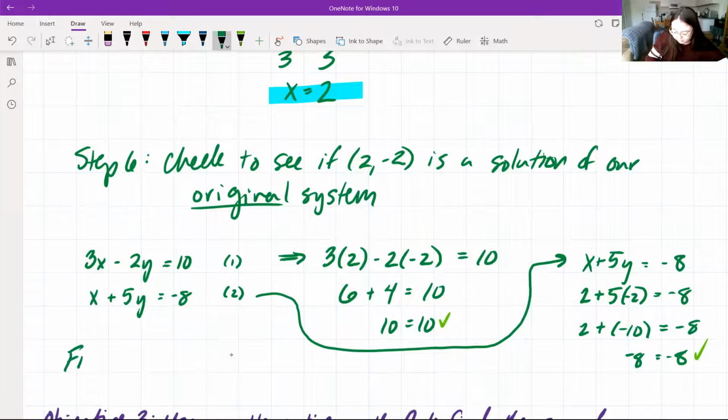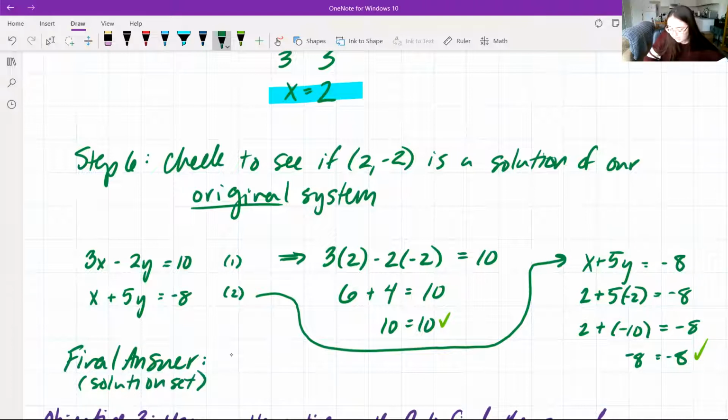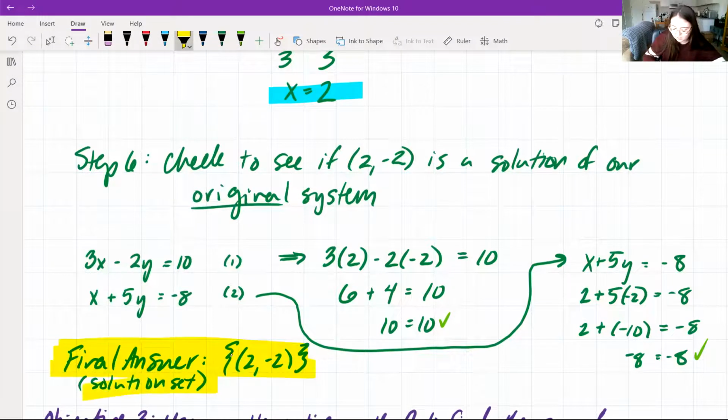So our final answer, which is our solution set, is going to be our ordered pair in curly braces. So we have 2, -2 inside our curly braces. And that would be our final answer there.